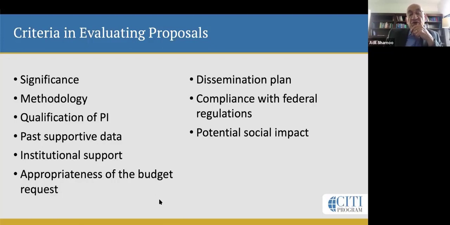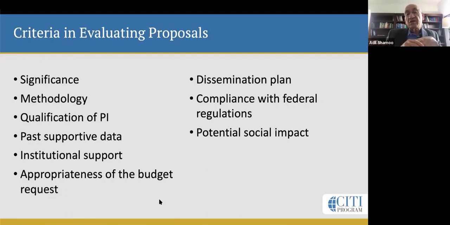Appropriateness of the budget request. Of course, the number of technicians you're asking for, the number of papers you'll publish and fees for them, the salary. Are they giving you 10% or 90% of the salaries? And what are you going to do? How are you going to disseminate the results? Most of them will say we'll publish 2 or 3 papers. And are you complying with federal regulation?